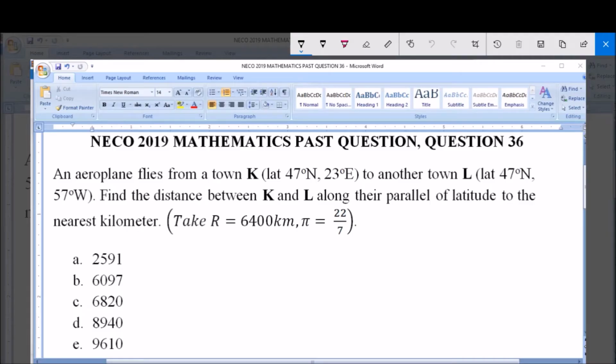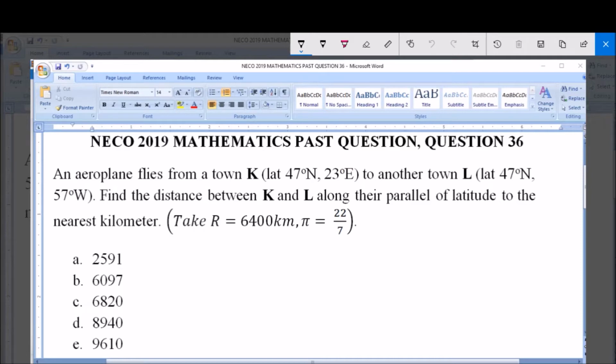Good day and welcome. Today we're going to be solving NECO 2019 Mathematics past question 36. An aeroplane flies from a town K of latitude 47 degrees north, longitude 23 degrees east, to another town L of the same latitude 47 degrees north with longitude 57 degrees west. Find the distance between town K and town L along the parallel of latitude to the nearest kilometer. Take R to be equal to 6,400 kilometers, pi to be equal to 22 over 7.